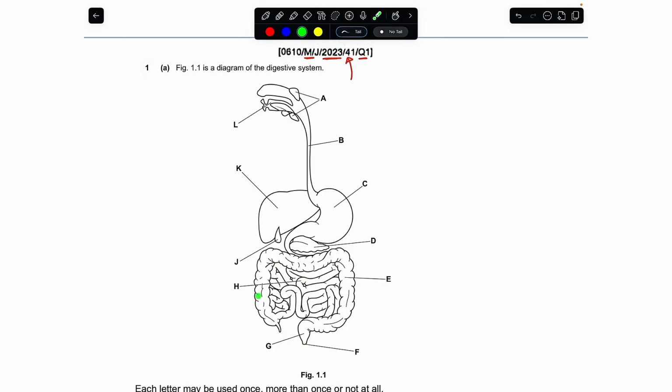The E part that we have here is generally the large intestine, but if we become specific, this is the end part of the colon. The G that we have here is the rectum, and the F that we have at the end would be the anus.